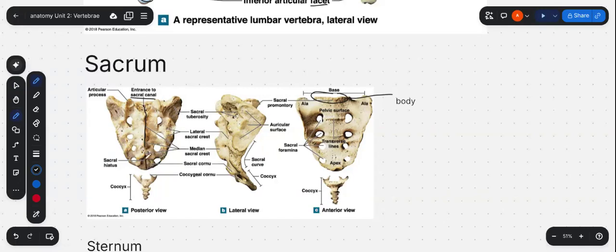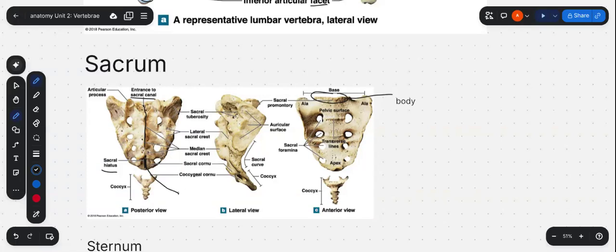And where it comes out here at the bottom, the other side of the sacrum, you're going to have another hole, and that is called your sacral hiatus. So think of a hiatus as taking a break from something, kind of like a mini vacation. So you are leaving, and the sacral hiatus is on the bottom. You are leaving the sacrum.